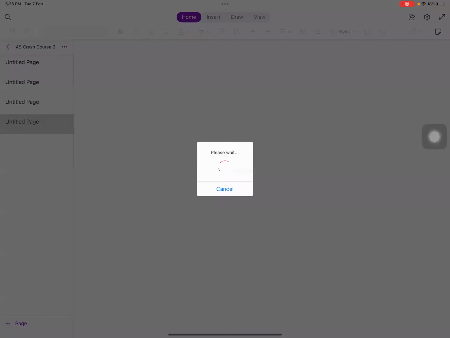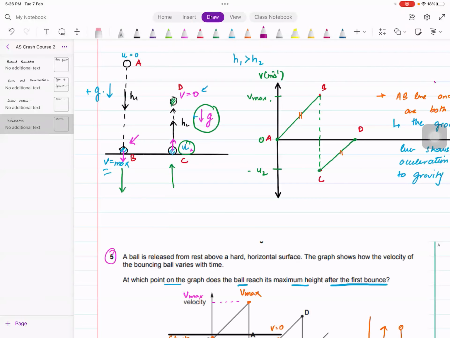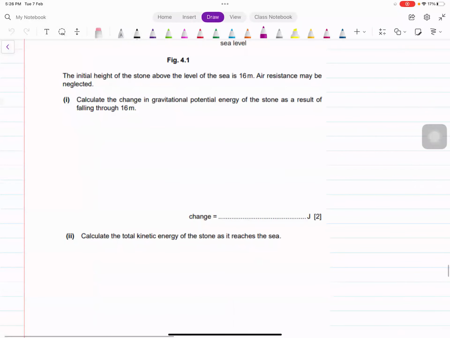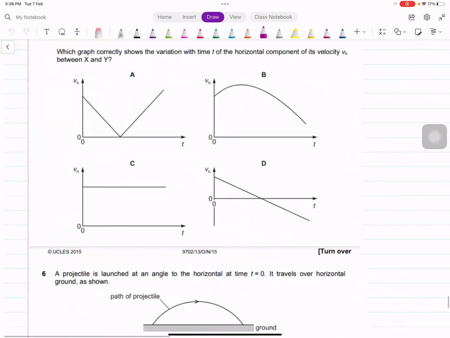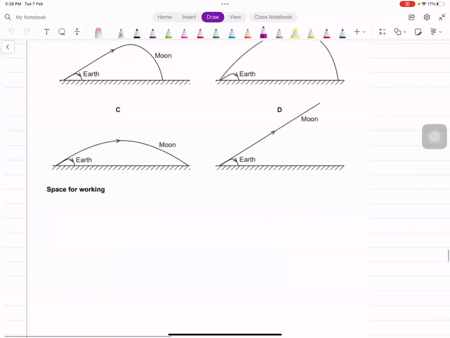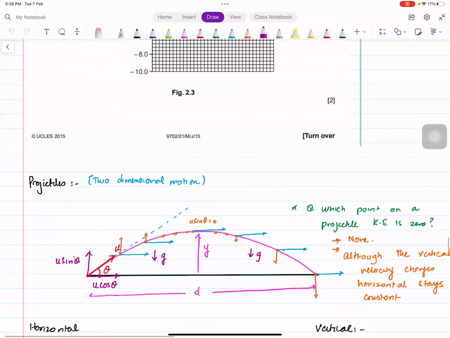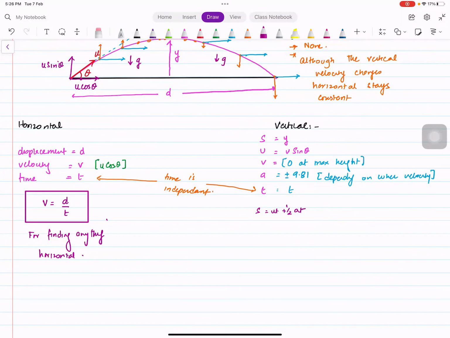Sir, for a, what did you write? I just said, plus or minus 9.81, it depends on the direction of velocity. This is the same as what we've done in vertical motion. It's the same rules.